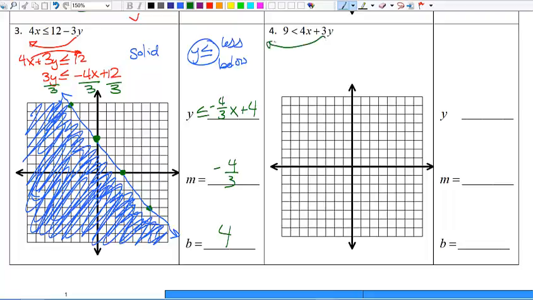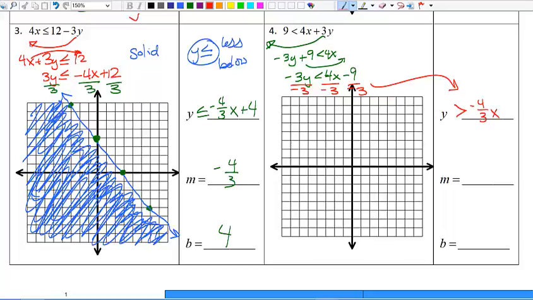On the next problem, I'm going to get the y all by itself, so it's in slope-intercept form. If I move the positive 3y to the other side of the equation, that becomes negative 3y. And I'm going to subtract 9, or move it to the other side, and that becomes positive 4x minus 9. And lastly, I'm going to divide everything by negative 3. So that gets me y is, because I divided by a negative, my sign changes. y is greater than negative 4/3 x. Negative 9 divided by negative 3 is actually plus 3.